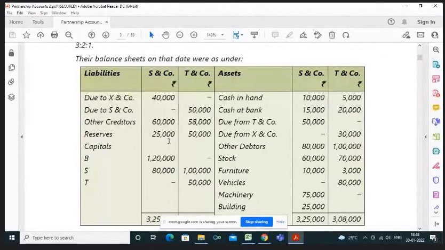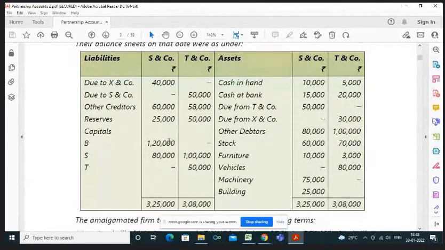Capitals, in S and Co, B has 1,20,000 and S has 80,000. In the T and Co, S has 1 lakh, T has 50,000 as their respective balance of capital. So on the asset side, I look at the S and Co and T and Co. Cash in hand 10,000 and 5,000. Cash at bank 15,000 and 20,000. Due from T and Co 50,000.